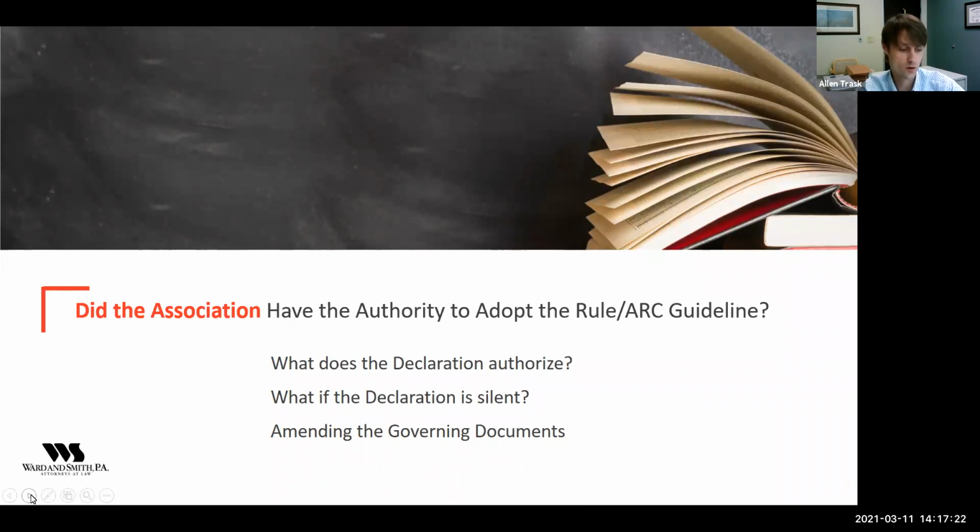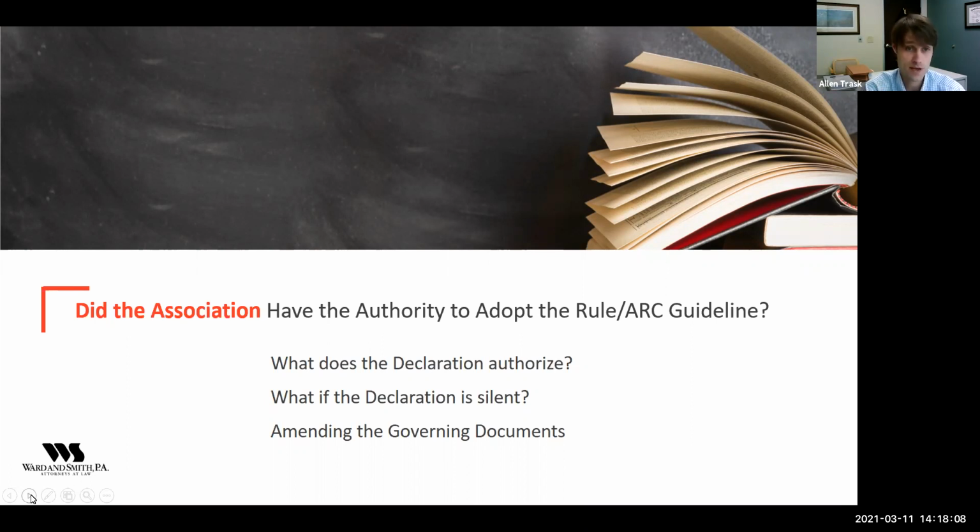So we touched on this a little bit when we were talking about the authority to adopt a rule or an ARC guideline. Look to see what the declaration authorizes. Hopefully the language is clear. If it's not clear, then you'll see the third point there is, you want it to be more clear, which is a good strategy to have. Look at amending those governing documents to get it to where it needs to be. If it's silent, proceed with serious caution, because silence is not a void that can typically be filled with regulation.